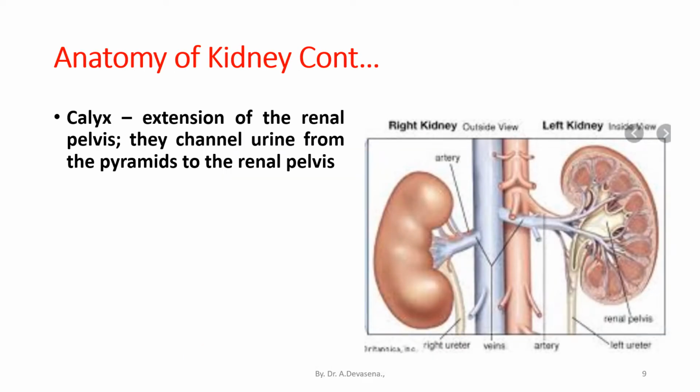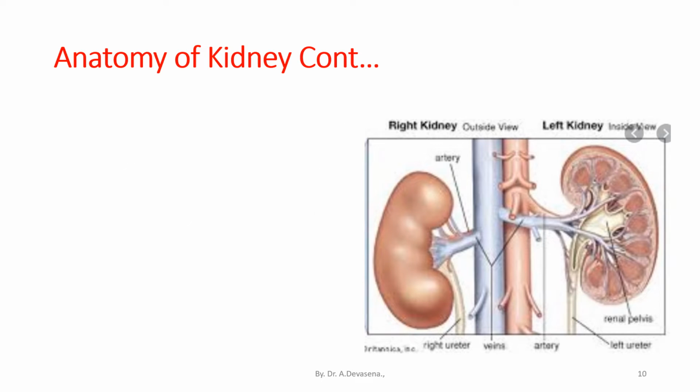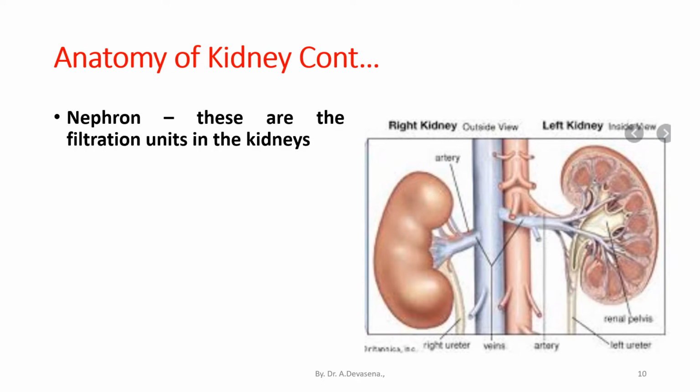Calyx. Extension of the renal pelvis is called calyx. They channel urine from the pyramids to the renal pelvis. Cortex. The outer region of the kidney is called the cortex. It contains extensions of the cortical tissue. It contains about 1 million blood filtering nephrons. Nephron. These are the filtration units in the kidneys.